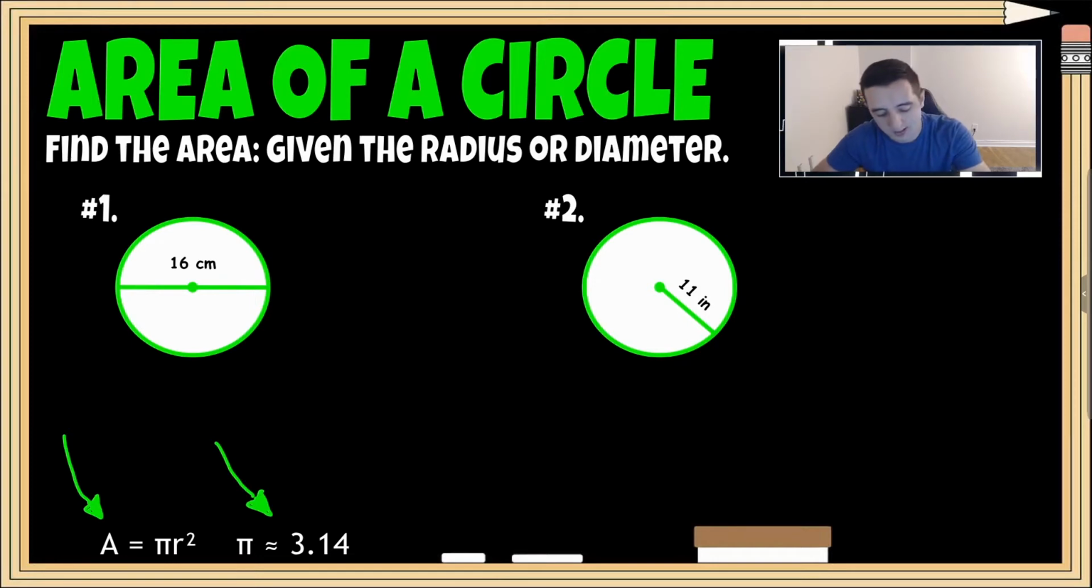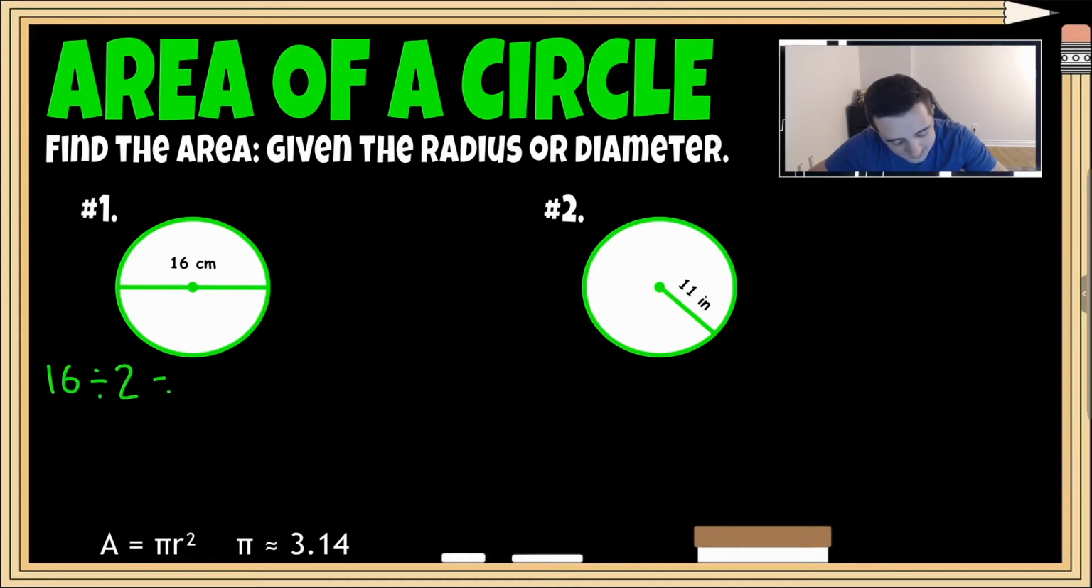So let's go ahead and try and solve number one. If you look at number one, we know the radius is half the length of the circle, but we're only given the full length of the circle, which is the diameter. But diameter is not in our area formula, so we need to take our diameter value of 16 and cut it in half to get our radius. So 16 divided by 2 is going to give us a radius value of 8 centimeters. Right? Now we can plug in 8 centimeters in for r in our formula.